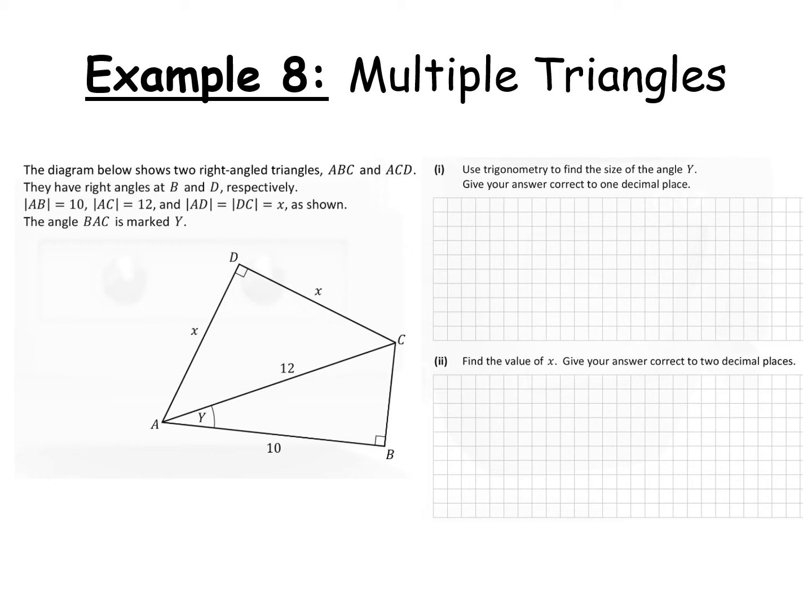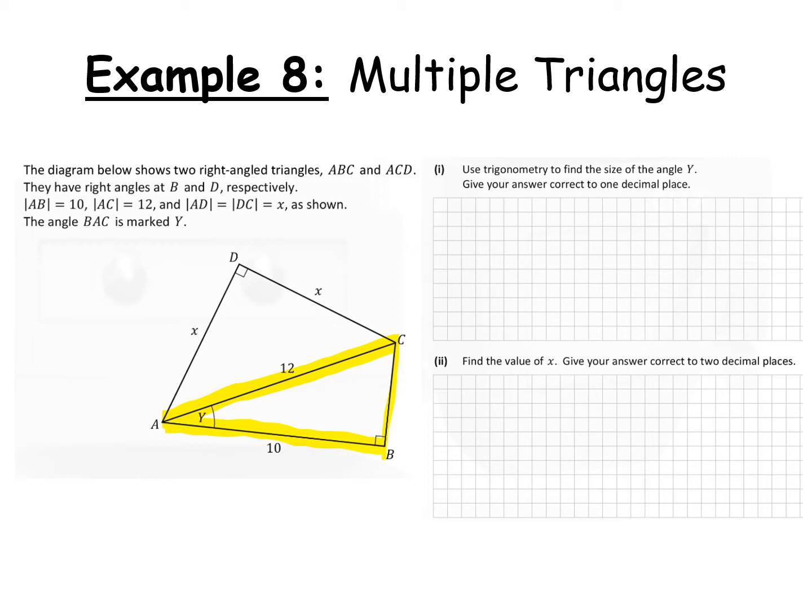So the good news is everything that they've told us is given on the diagram. It doesn't need us to add anything. Use trigonometry to find the angle Y and give your answer correct to 1 decimal place. So we're looking at Y, so we're going to focus on 1 right angle triangle. So we're going to focus on the triangle ABC.